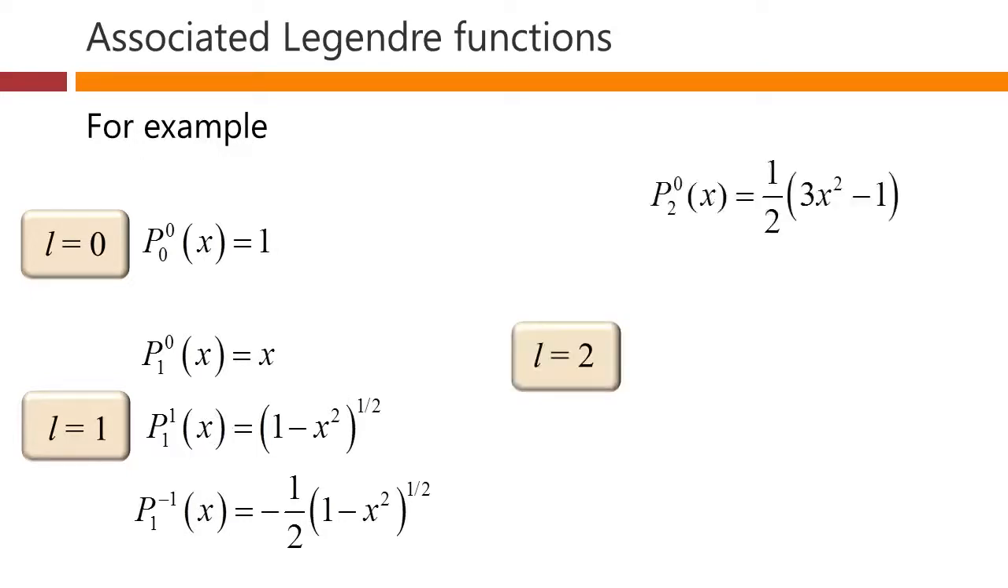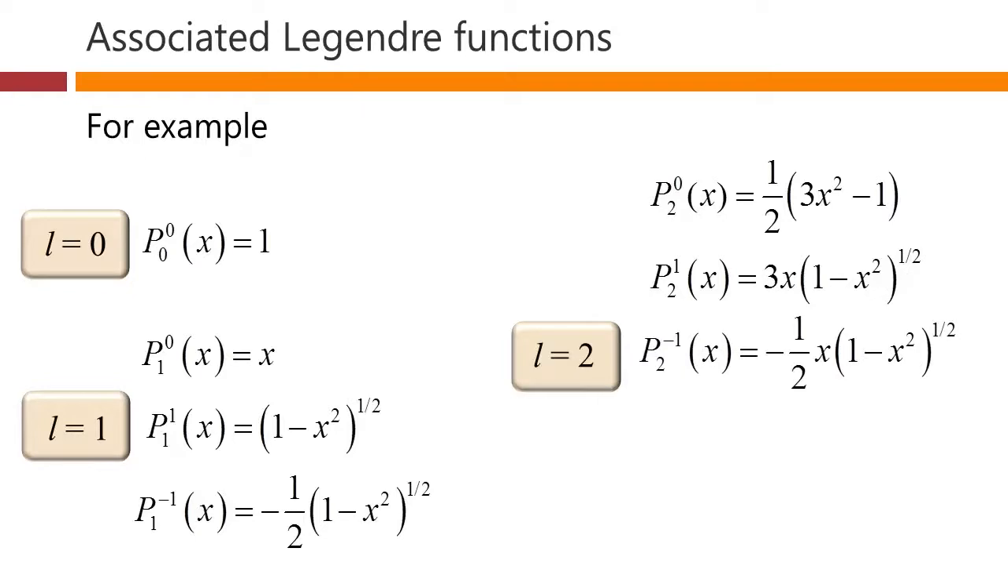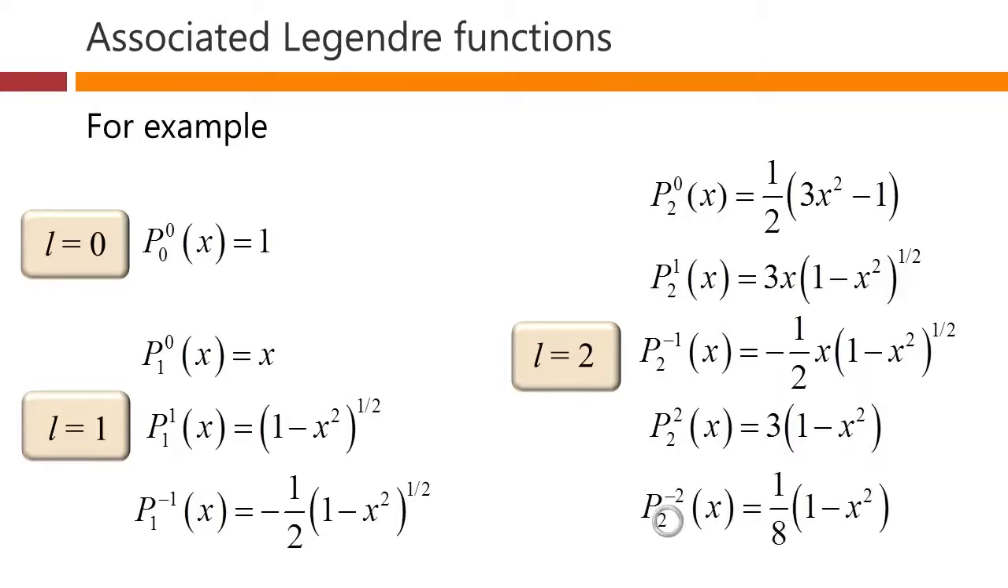For L equals 2, M equals 0, we have this simple 1/2 of 3x squared minus 1 function. For L equals 2, M equals 1, we have 3x into 1 minus x squared, all square rooted. And for the minus 1 m version of that, we actually really have the same functions here and here, but for purely formal reasons, they're defined with different coefficients out front. So again, the minus m and m functions are really the same function. And for L equals 2, M equals plus 2, we have this fairly simple function here, 3 times 1 minus x squared. And similarly, for L equals 2, M equals minus 2, we have essentially the same functions here, with just for formal reasons, a different coefficient out the front.